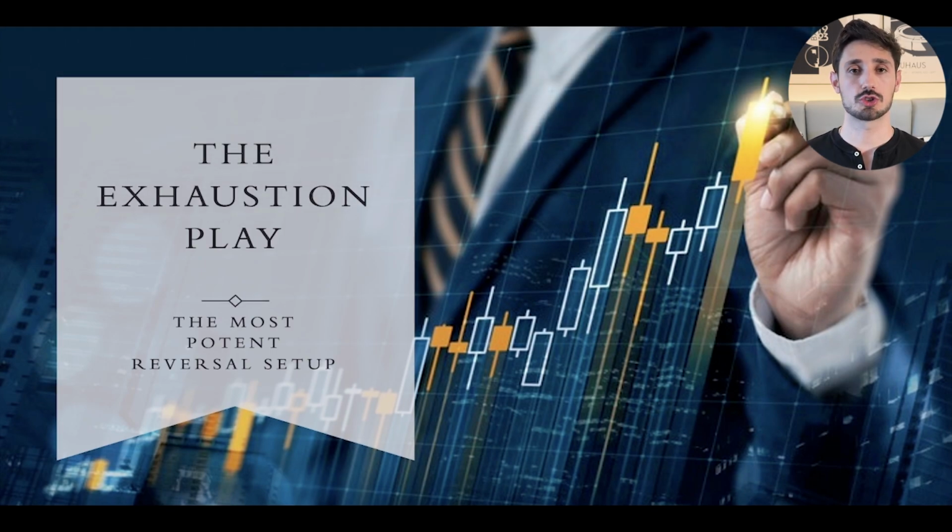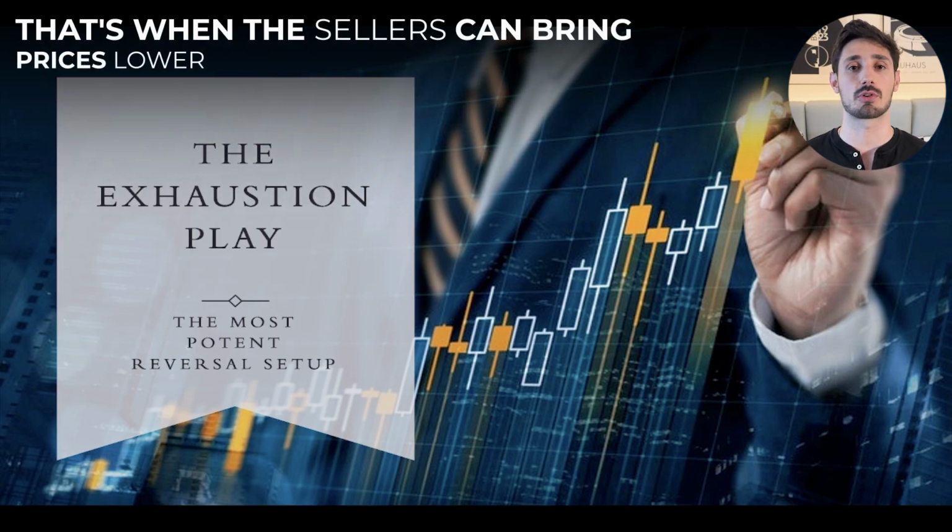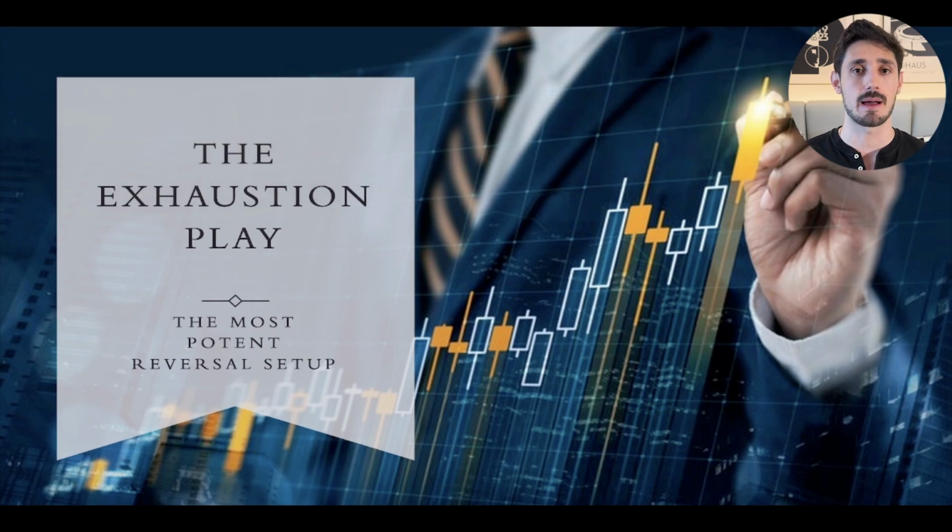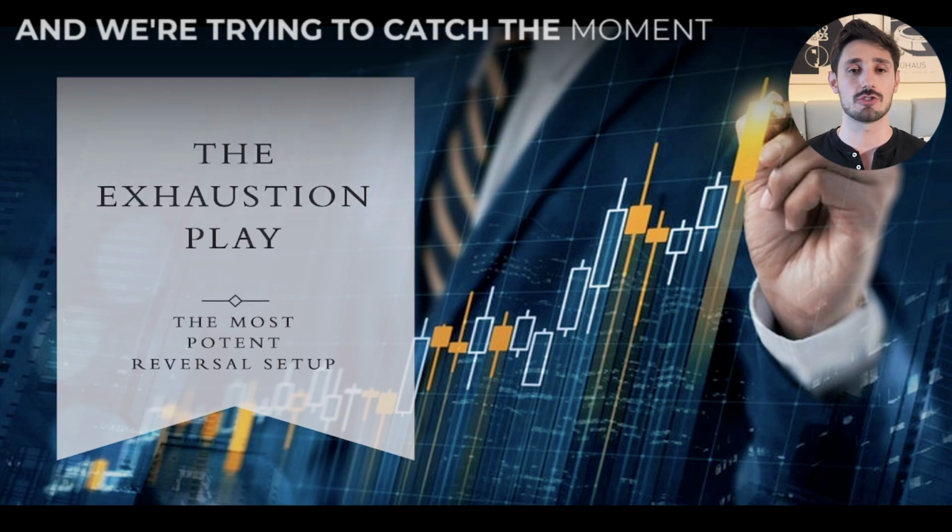We should be looking to go short when the buyers have exhausted themselves. In other words, when all of the potential buyers have already entered into that security, and when all the buyers are gone, that's when the sellers can bring prices lower, and our job is to catch that moment. The same thing applies to the downside. When the sellers have exhausted themselves, when the stock is oversold, there aren't any more sellers there, then even a small amount of buying is going to bring prices higher, and we're trying to catch the moment where there are no more sellers and the buyers are stepping to the plate and bringing prices up.